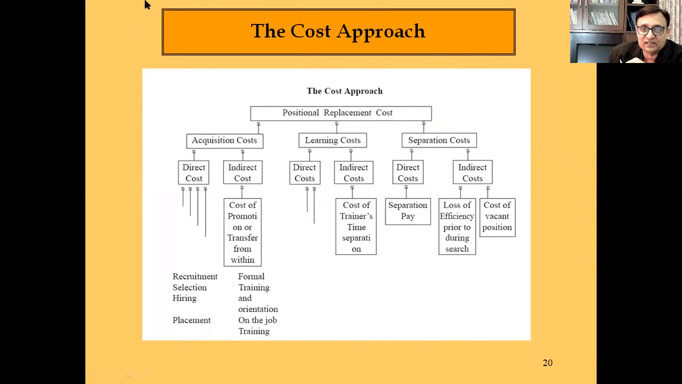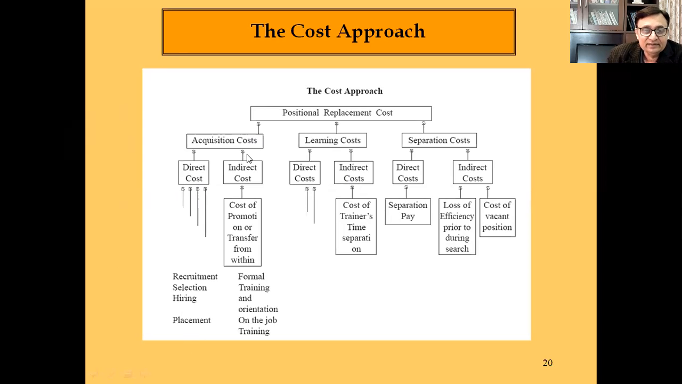So as far as the cost approach is concerned, to calculate the replacement cost of the person, the cost approach is basically positional replacement cost, which has three segments. One is acquisition cost, second is learning cost, third is separation cost. First, acquisition: you have to acquire the person in the organization. You incur two kinds of costs. One is direct. Direct means recruitment, selection, hiring, and placement. So that is the direct cost.